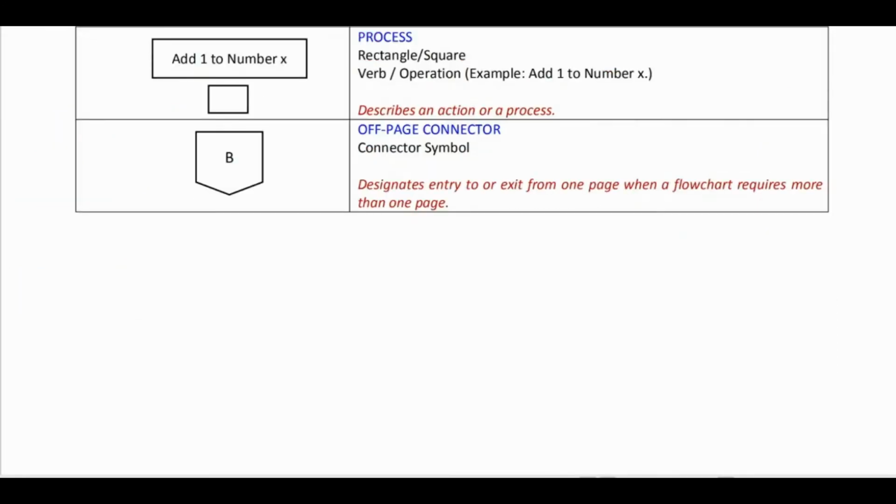The next symbol is process. It is a rectangle or a square. It is this one, a rectangle, or this one, a square. What we have here as labels are verbs describing an operation. For example, add 1 to number x, or compute the sum. So these are verbs or actions, okay? Like add, compute, get the sum, or subtract. Those are verbs, and they describe an action or a process.